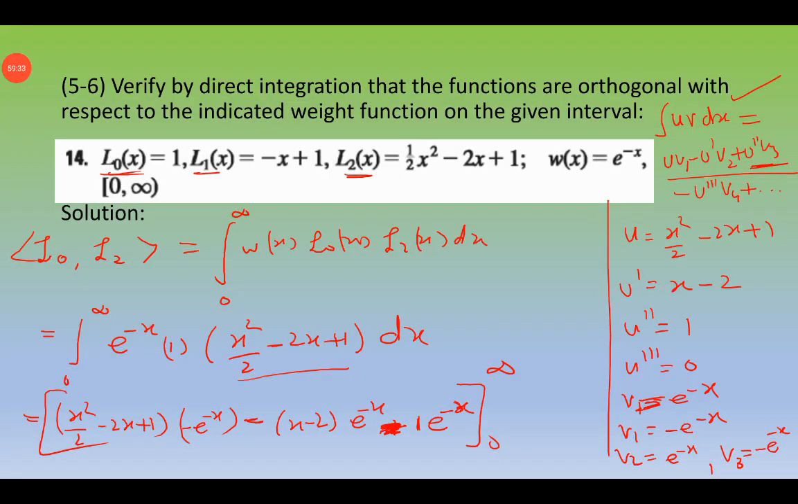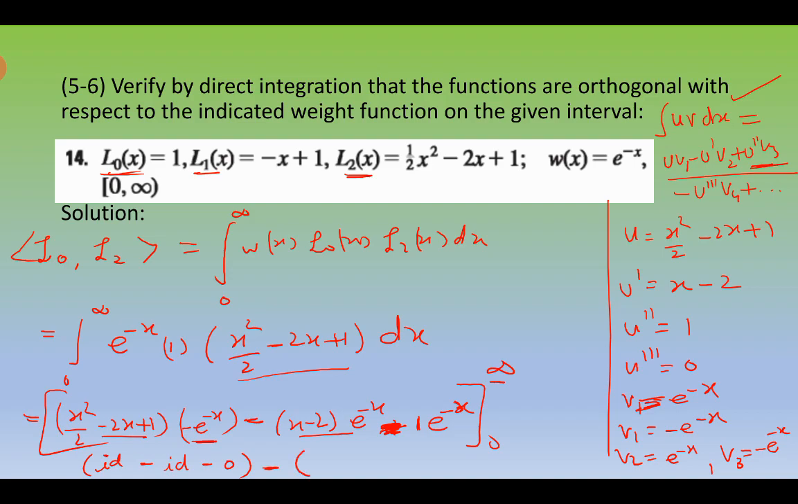So substitute upper and lower limit. What we get is, upper limit, infinity. Infinity will make this 1 into infinity, this 1 into 0. 0 into infinity is indeterminate form. Minus, again this will be indeterminate form. This will be e power minus, e power 0 is 1. E power minus infinity is 0. So upper limit gives nothing.